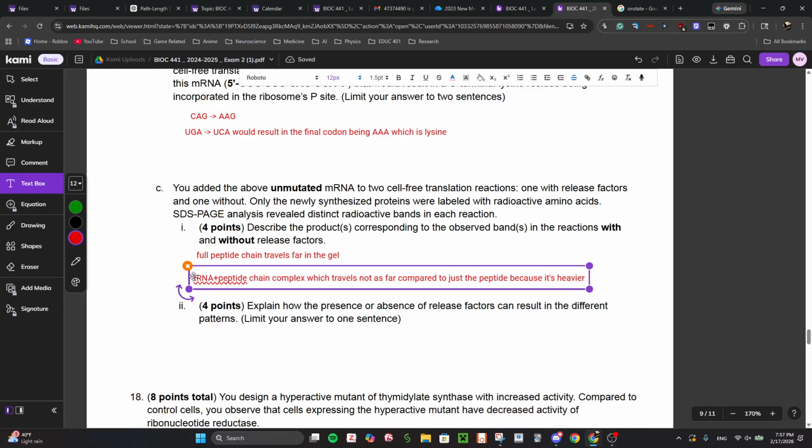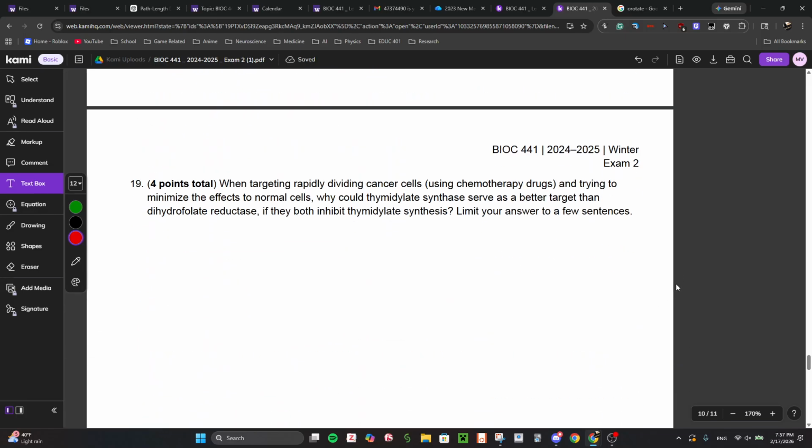Heavier means it goes less far, yes, higher up, because you started from the top. So it wouldn't travel as far, because it's heavier. Does that make sense? Okay, I'll come back to it afterwards. I just want to make sure I get through the test.